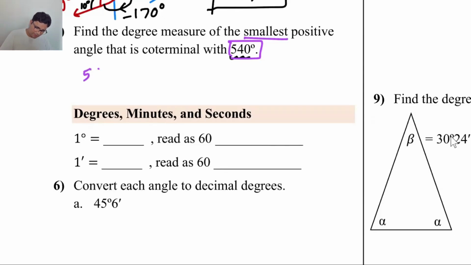And what do I do? I will take that 540 degrees and subtract 360 degrees repeatedly until it becomes less than 360 degrees. But I think it's going to be done with just one subtraction, because you will find that this will be 180 degrees, which is less than 360 degrees. So we're good. That's your answer. If that result was more than 360, you would subtract one more time and one more time.